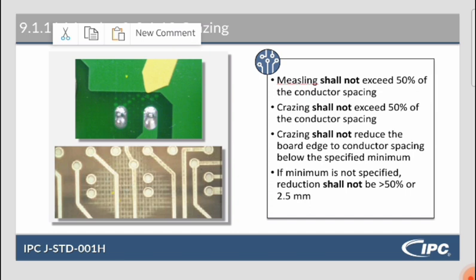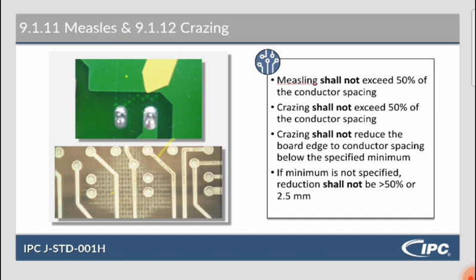So this crazing here, this would be a defect. I don't know if these would be. I mean, this might be, because it is a lot. Crazing shall not reduce the board edge to conductor spacing below specified minimum, and it does here because it goes all the way to the conductor. If minimum is not specified, reduction shall not be greater than 50% or 2.5 millimeters. So this would be a defect.